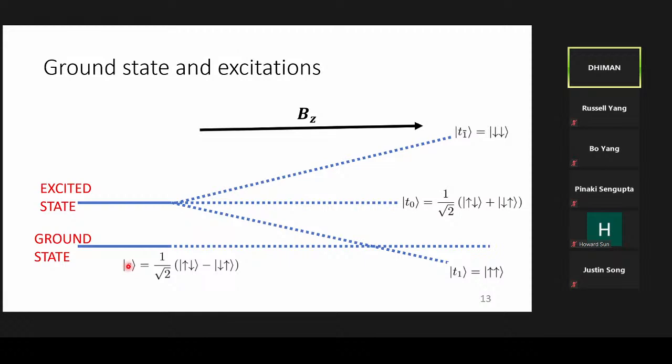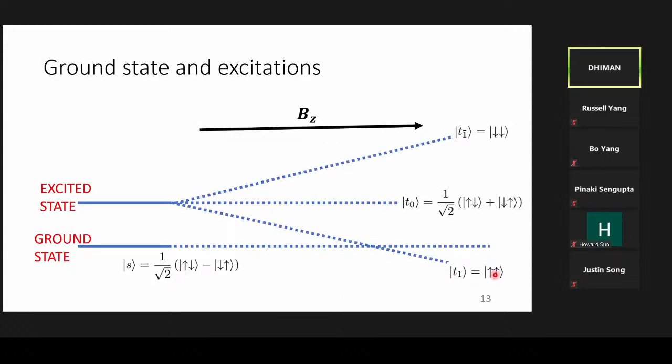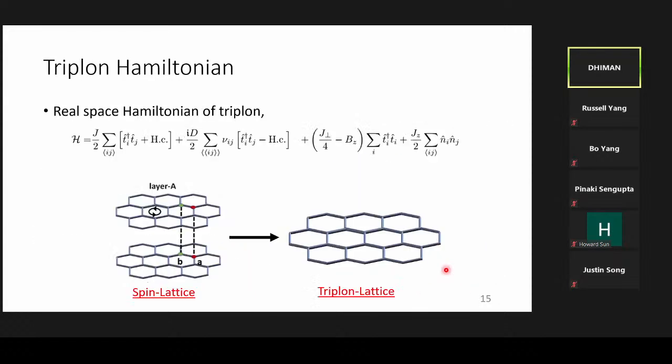That can be done using the bond operator formalism, where the spin operators are transformed in terms of the triplet or triplon operator, where this T operator denotes the annihilation and creation operator of this triplon. After this bond operator transformation, the Hamiltonian is of the following form.